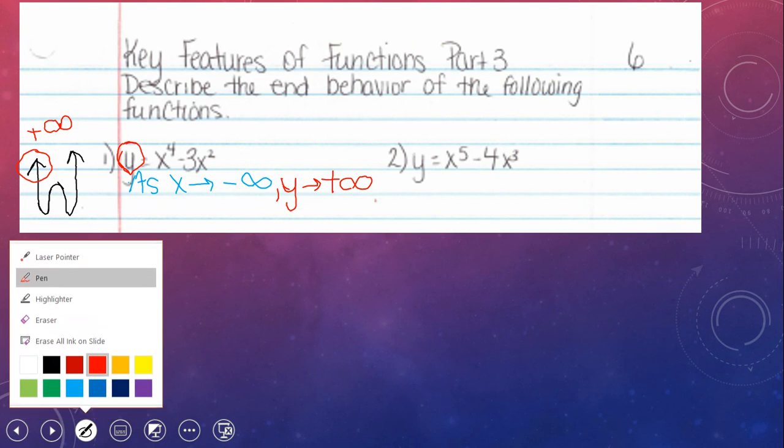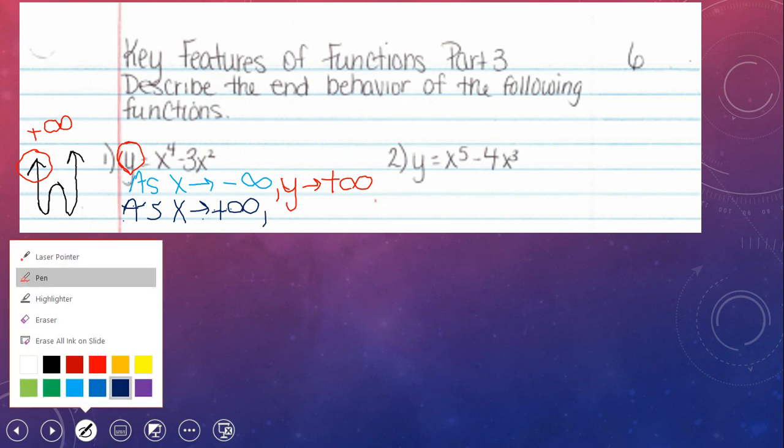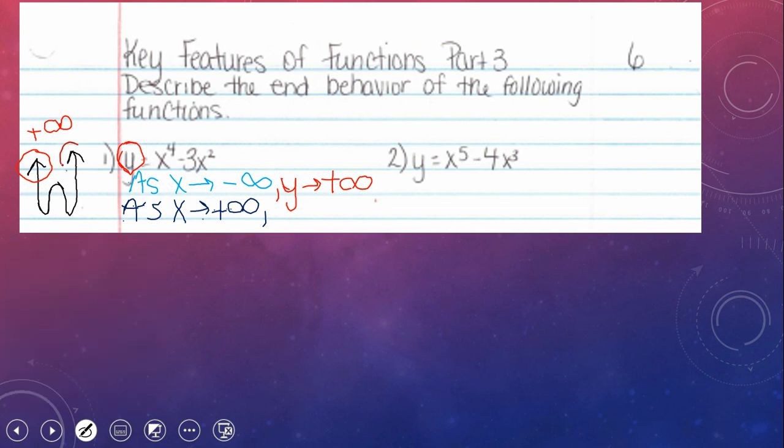The second thing we're going to look at is the right-hand side. So as x goes towards, the right-hand side is positive infinity, comma, where do your y values go? That side of the arrow also points up towards positive infinity. And it's that simple.